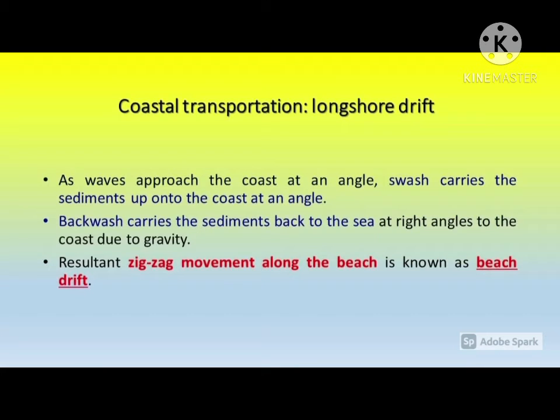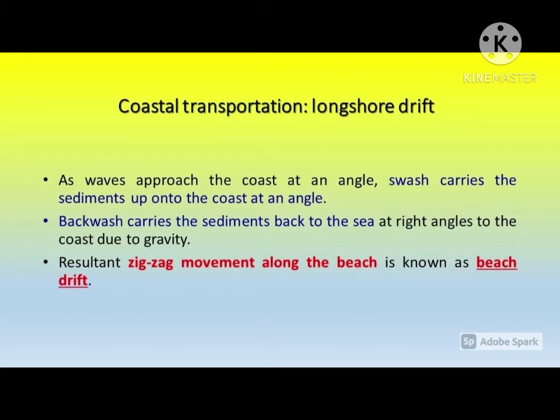What must I put in as my explanation? Okay, you need to inform the marker that you understand waves approach the coast at an angle due to prevailing wind conditions. What happens? The swash carries the sediments onto the coast at an angle. Must I mention what angle? No, because the angle actually varies depending on the movement and the direction of the prevailing wind.